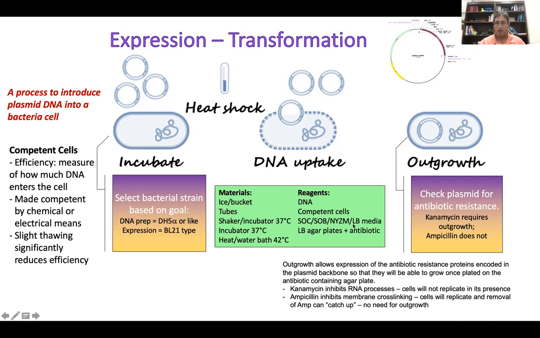All of these can work at different levels. Typically, we use SOB or SOC media, LB plates, and the appropriate antibiotic. And then finally, we have an outgrowth stage. And the idea is that your plasmid has not just the gene you're looking at, but a gene that will make a protein to degrade an antibiotic.